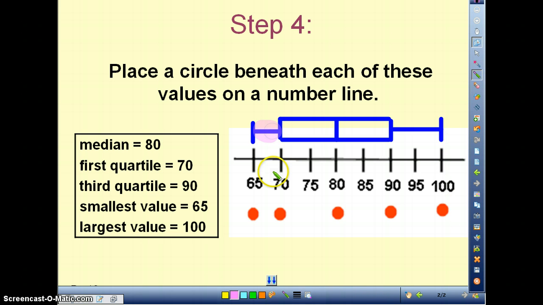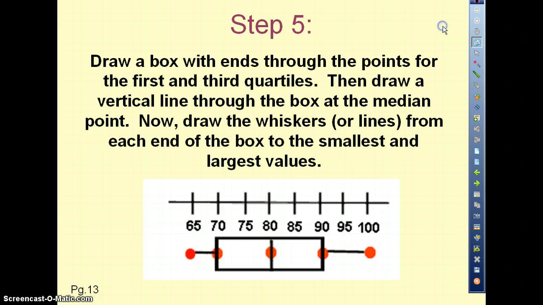25% of my data falls in this range. 25% of my data falls out here. 25% of my data falls in here. And 25% of my data falls in here. So what percentage of your data falls within the box? Yeah, that's your middle 50%. That's the middle 50% of your data. And that's a box and whisker plot. Okay? That's how you do it.